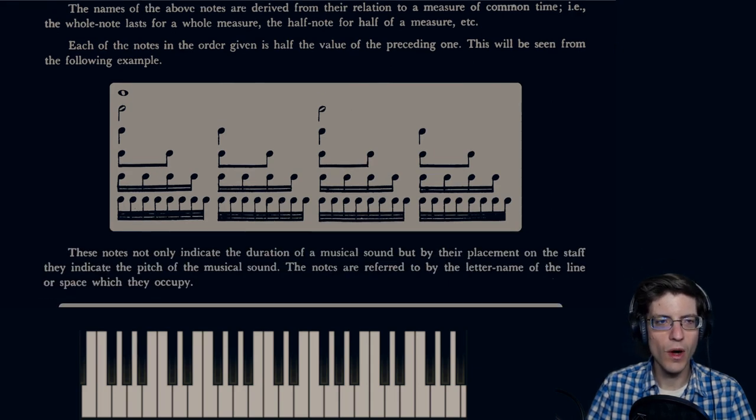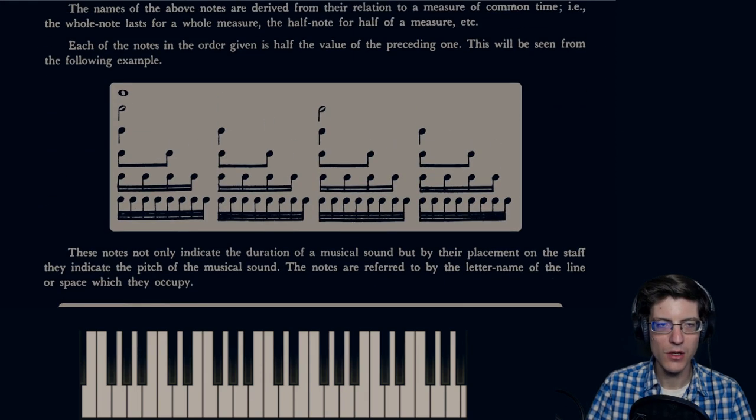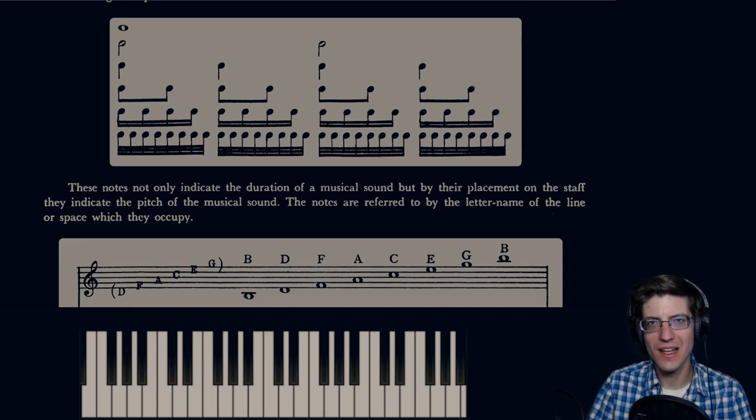So you see from one whole note, two half notes, or from one whole note as well, four quarter notes. So you see it's simply subdividing down to the 64th, right? This is just a 32nd example. So essentially there are two half notes in a whole note, four quarters in a whole, eight eighths, 16 sixteenths, 32 thirty-seconds and 64 sixty-fourths. So there you go. It's essentially just fractionalizing the measure.